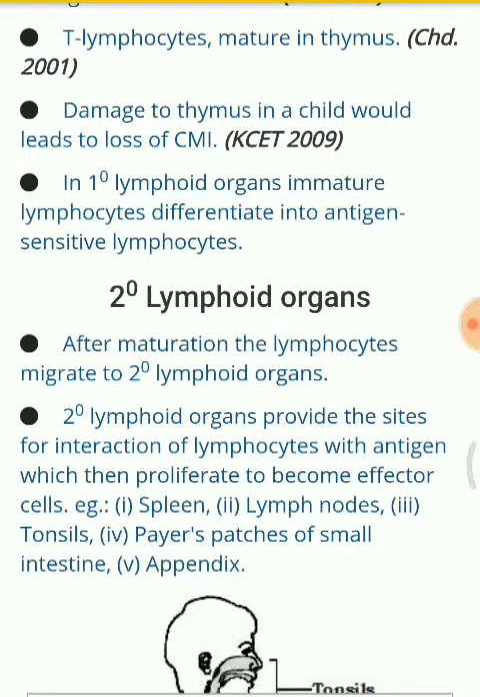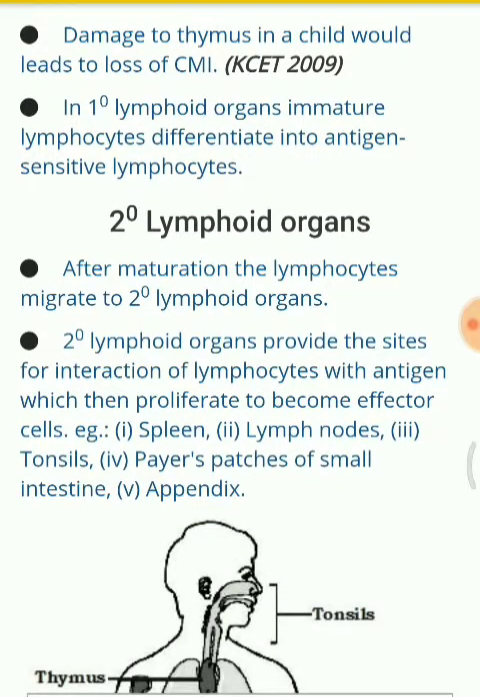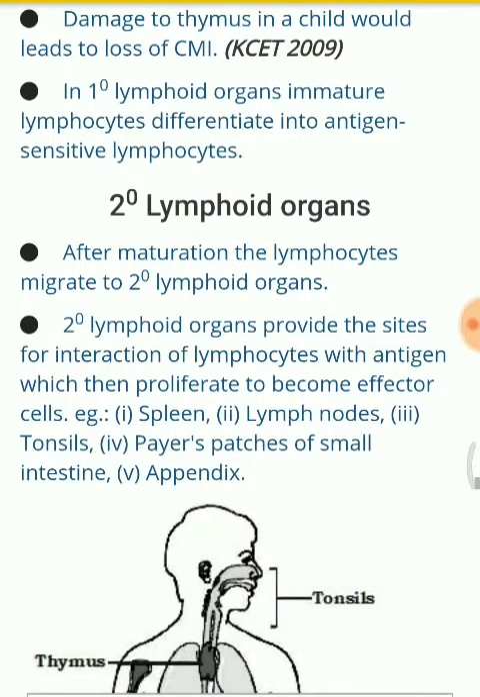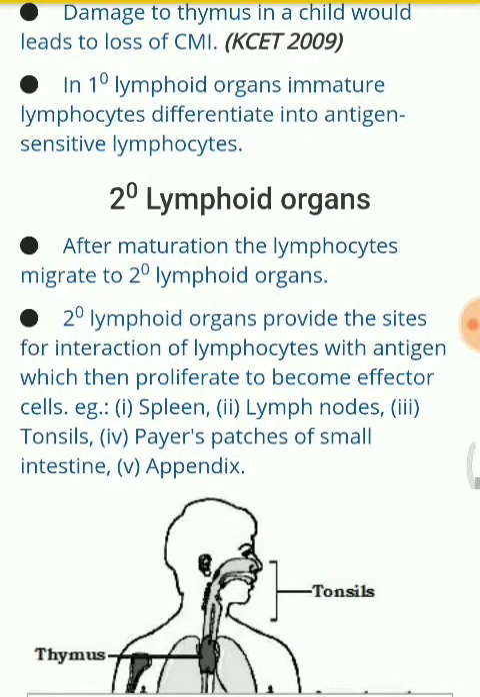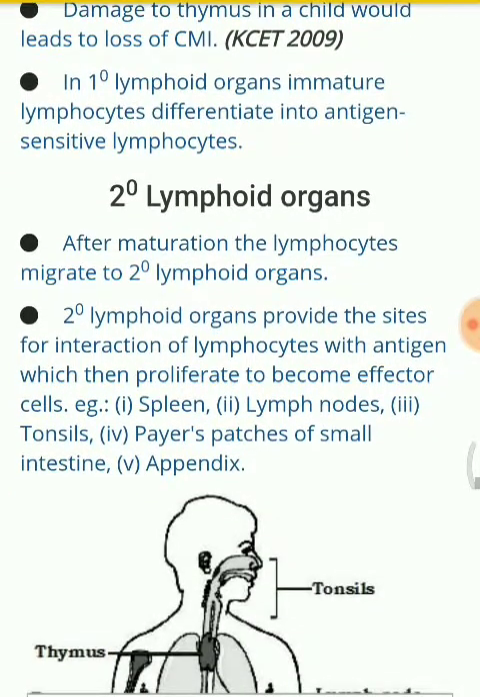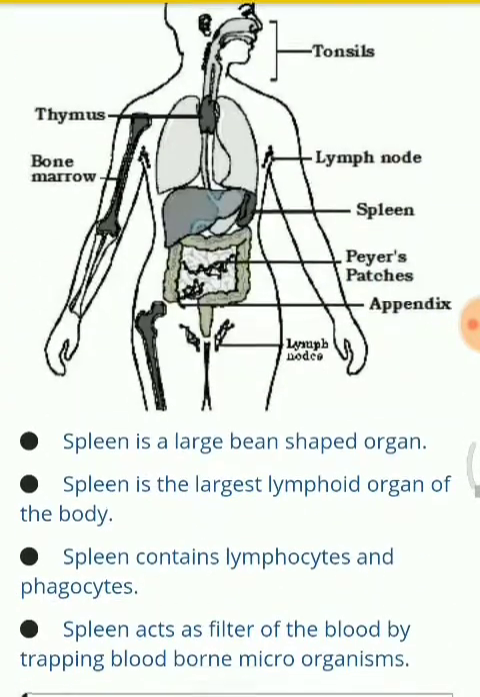Secondary lymphoid organs. After maturation, the lymphocytes migrate to secondary lymphoid organs. Secondary lymphoid organs provide the sites for interaction of lymphocytes with antigen, which then proliferate to become effector cells. Examples: spleen, lymph nodes, tonsils, Peyer's patches of small intestine, and appendix.